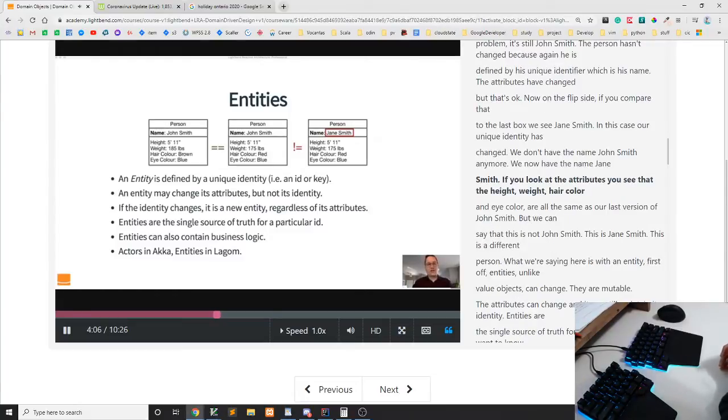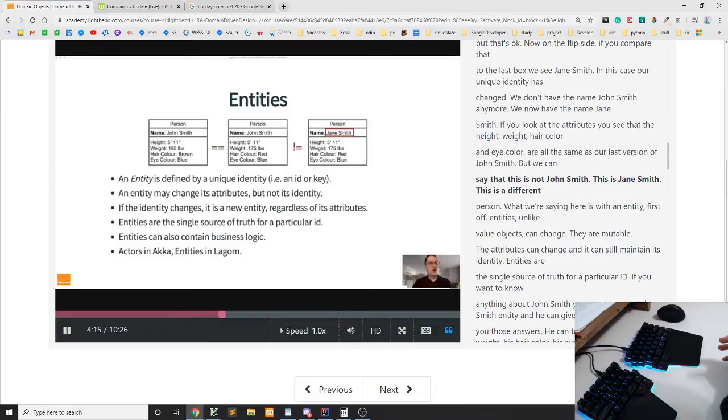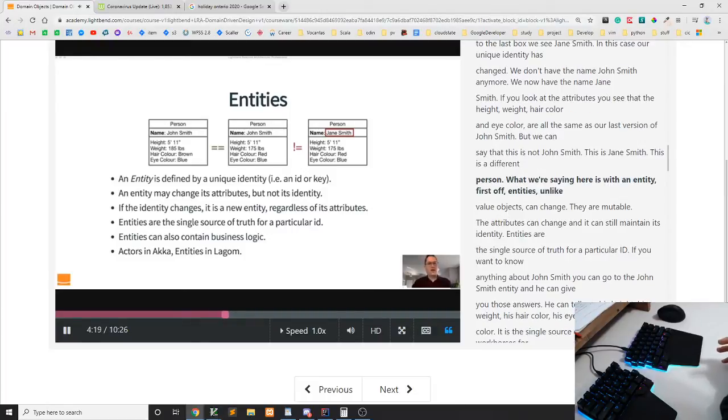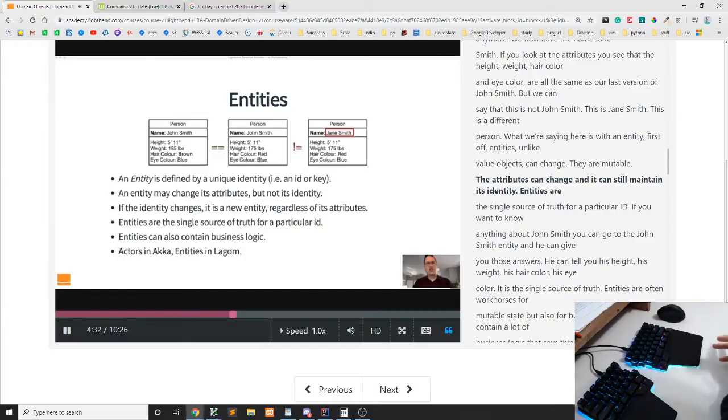If you look at the attributes, you'll see that the height, weight, hair color, and eye color are all the same as our last version of John Smith. But we can say that this is not John Smith. This is Jane Smith. This is a different person. So what we're saying here is, with an entity, first off, entities, unlike value objects, can change. They are mutable. So the attributes can change, and it can still maintain its identity.